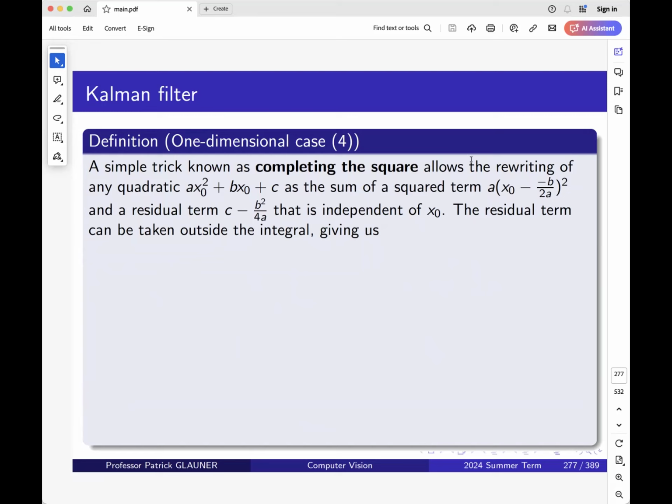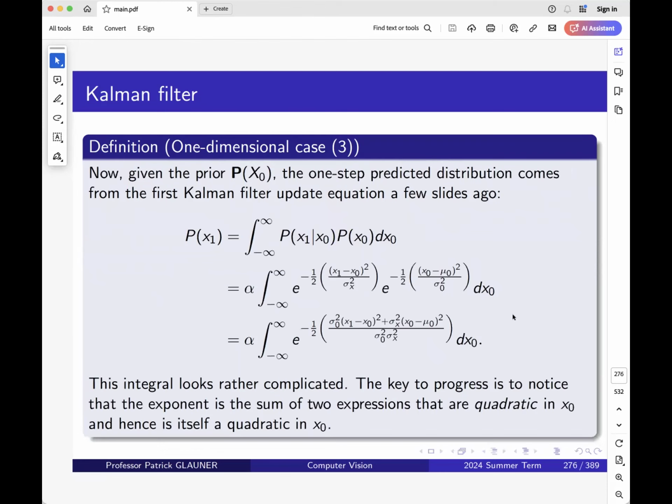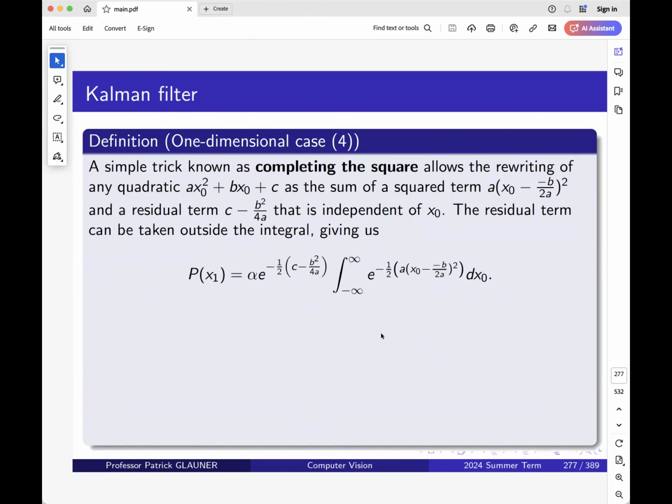Completing the square allows us to rewrite any quadratic, which is like a times x0 squared plus b x0 plus c. We can re-express this as the sum of a square term, which is a times (x0 minus b divided by 2a) squared, plus a residual term, which is c minus b squared divided by 4a. And the residual term is independent of x0, and this will severely simplify our integrals.